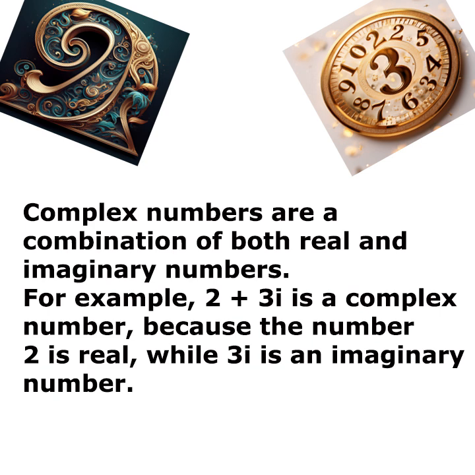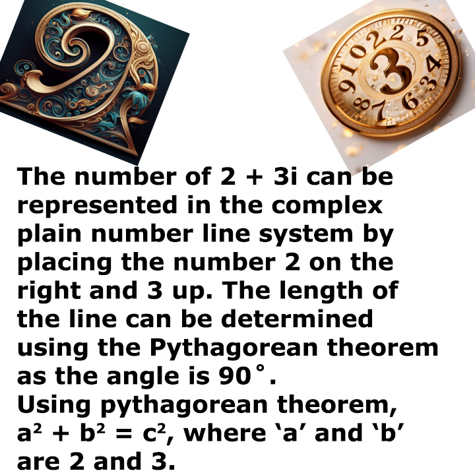Complex numbers are a combination of both real and imaginary numbers. For example, 2 plus 3i is a complex number, because the number 2 is real, while 3i is an imaginary number. The number 2 plus 3i can be represented in the complex plane by placing the number 2 on the right and 3 up.